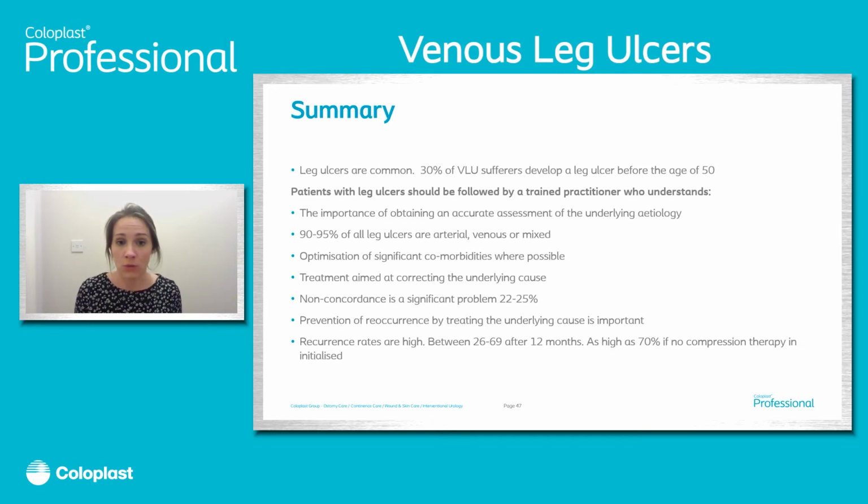Non-concordance is a significant problem and actually affects 22 to 25% of the people we try to manage. And we know with non-concordance, we're more likely to see reoccurrence, and that's why those reoccurrence rates are so high. So if we can get somebody on board with their treatment and get them to understand the significance of the problem and how we can best support the management, they're more likely to be compliant with their treatment.